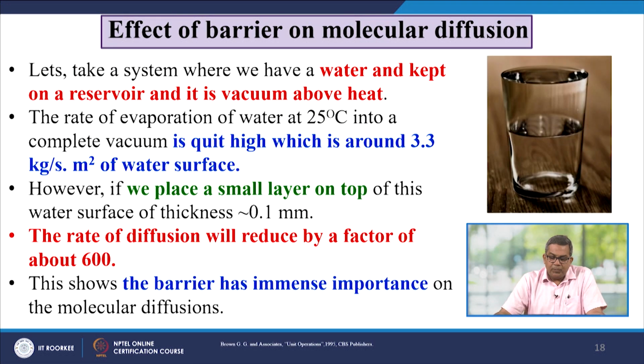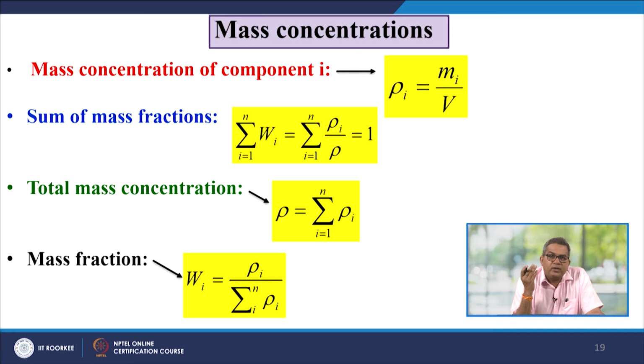Now, let's talk about the effect of a barrier on molecular diffusion. Let's take a system where we have a water reservoir with a vacuum above it. The rate of evaporation of water at, say, 25 degrees Celsius into a complete vacuum is quite high, around 3.3 kilogram per square meter of water surface. Now, if we place a small layer on top of this water surface, of a thickness of say 0.1 mm, the rate of diffusion will reduce by a factor of about 600. This shows the barrier has an immense importance on molecular diffusion.